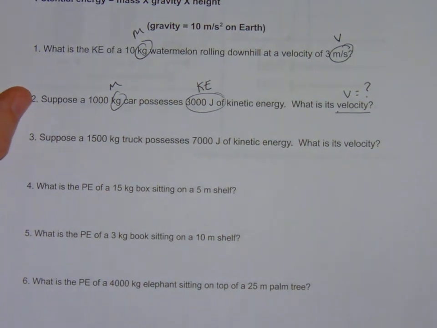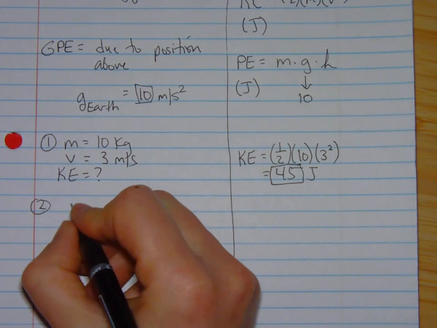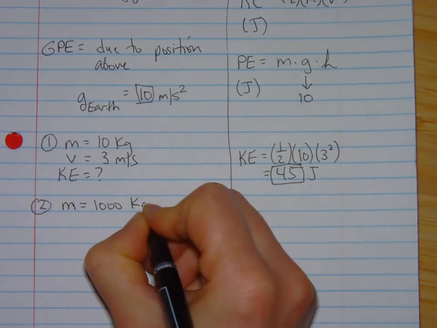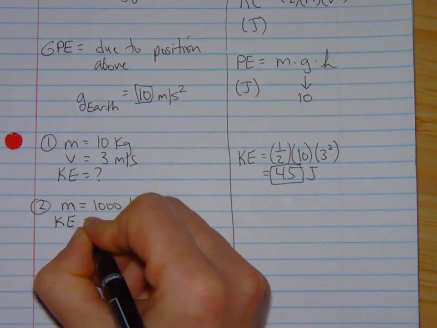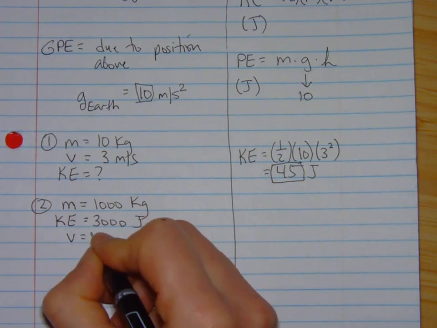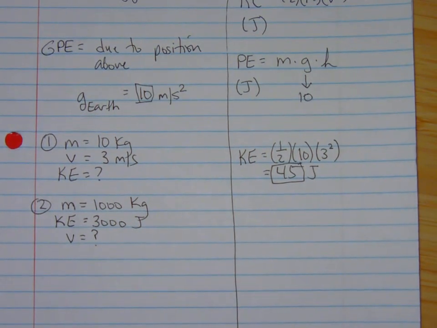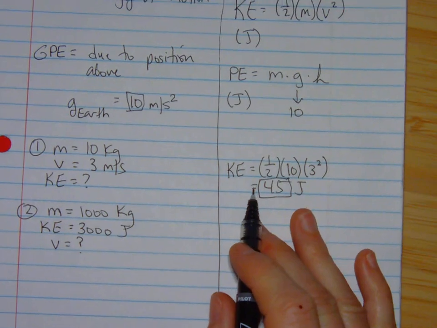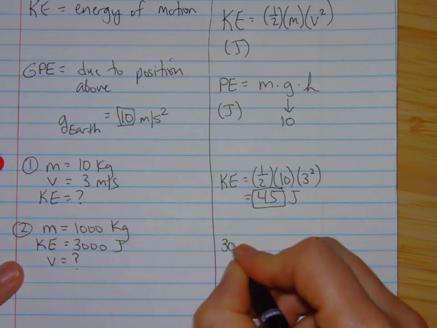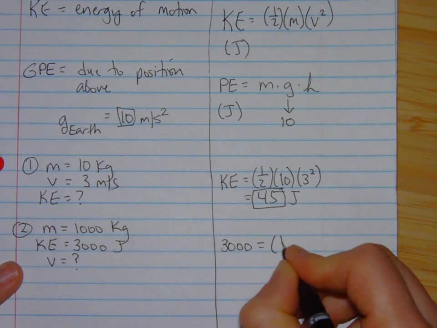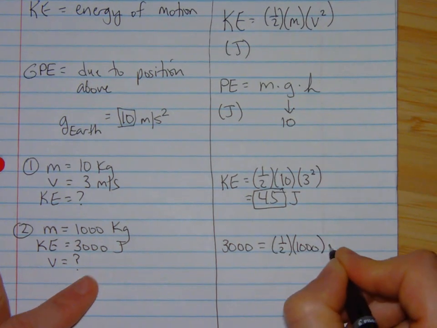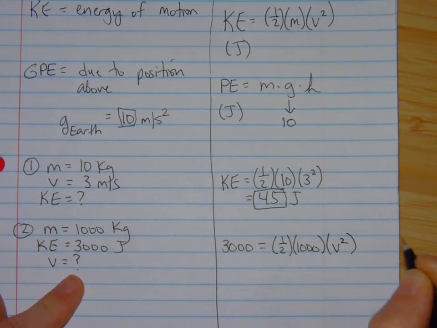So I'm going to put this into our notebooks. Number 2, mass is 1,000 kilograms. The car has a kinetic energy of 3,000 joules. We are looking for velocity. So when we go to this formula now, right up here, we have 3,000 on the left. That's our kinetic energy. Half is still in there. The mass is 1,000. And we are looking for V squared.